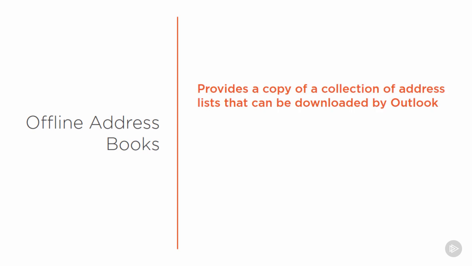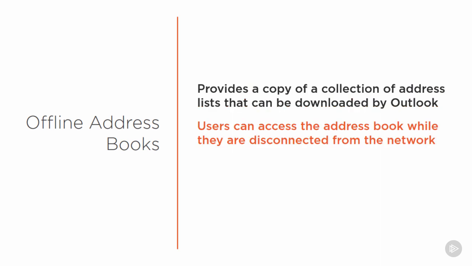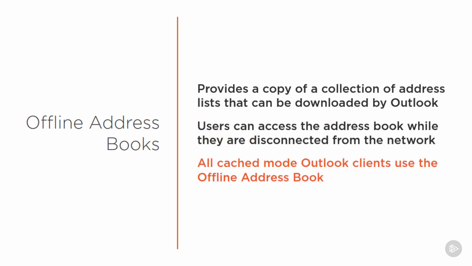Offline address books, or OABs, basically provide a copy of a collection of address lists, that's address lists and global address lists, that can be downloaded by an Outlook client. That way, the users can access the address book while they are disconnected from the network. And it also means that cached mode Outlook clients, which always use the OAB by default, can access the address book faster than if they were making live queries to the online GAL.